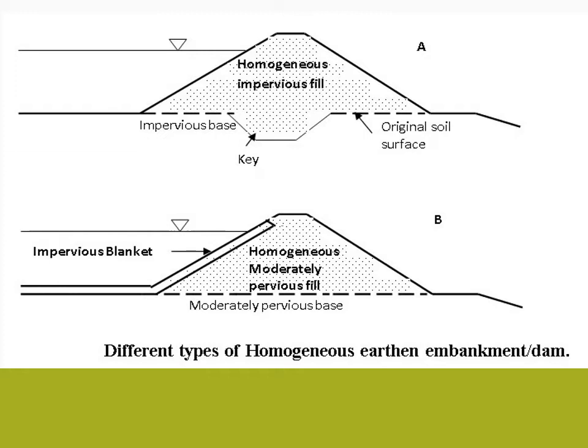But when you see the figure shown by letter B, an impervious blanket is used at the upstream side of the embankment. The purpose is to minimize the seepage loss across the embankment. So this is the type of homogeneous earthen embankment.